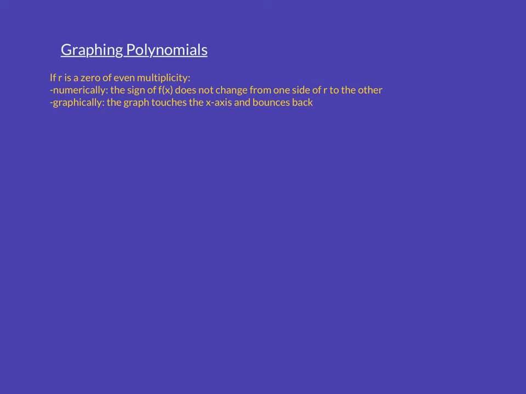I'd like to talk a little bit about graphing polynomials. And the first thing that we looked at, zeros, was really important for graphing polynomials. The second thing is called multiplicity. With multiplicity, I think we talked about what that actually looks like in an equation, but I'd like to talk about what it means for the graph.